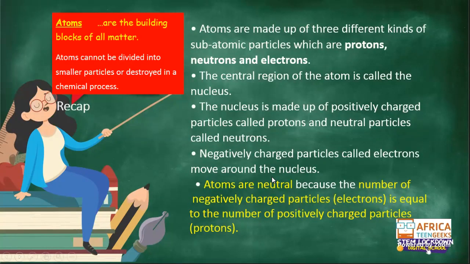Yesterday we learned that atoms are the building blocks of matter, and atoms cannot be divided into smaller particles, nor can they be destroyed by a chemical process. We also learned that atoms are made up of different kinds of subatomic particles, such as protons, neutrons, and electrons. The central region of the atom is called the nucleus. That is where you would find the positively charged protons, and also the neutrons, which do not have any charge. The negatively charged particles are on the energy levels outside the nucleus, and they orbit around the nucleus. Atoms are neutral because the number of negatively charged electrons is equal to the number of positively charged protons.